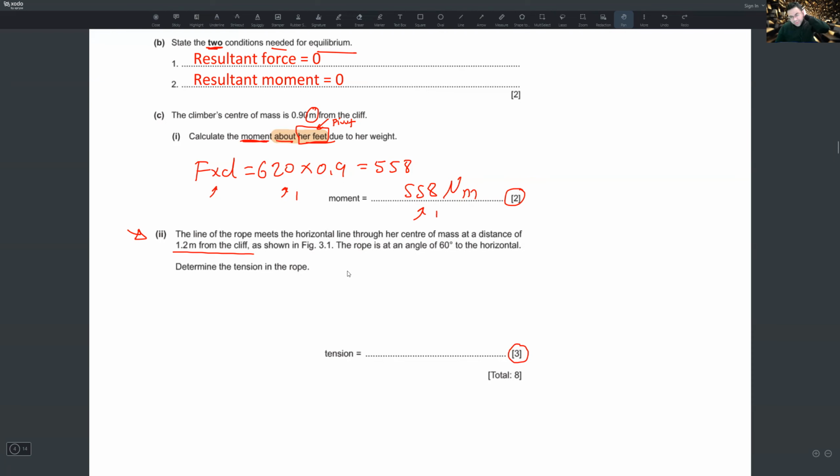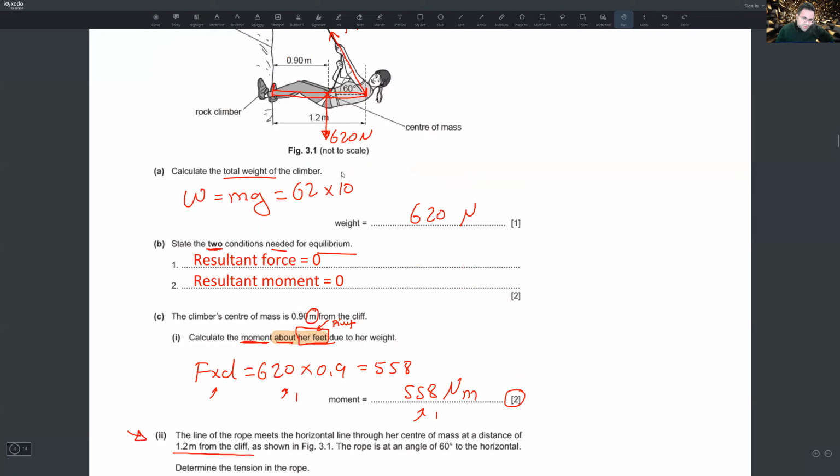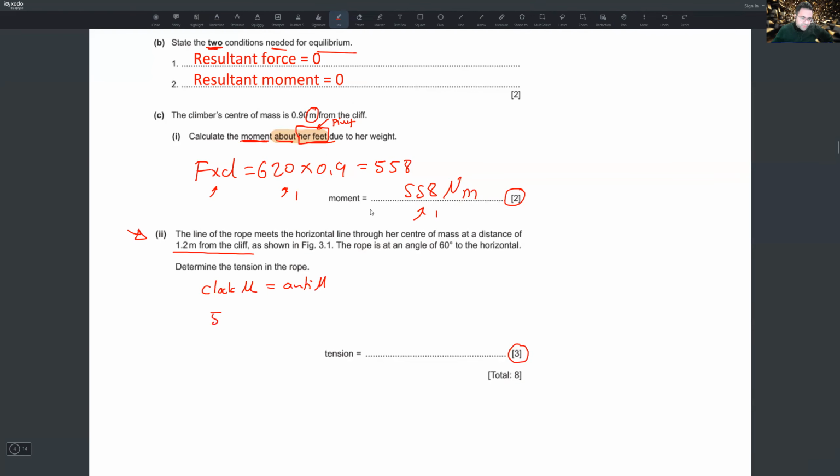Since she is in equilibrium, what can I say? That the clockwise moment equals the anti-clockwise moment. This is a natural progression for any moments questions. He'll usually ask you to get a moment of one force, and then I'll use equilibrium to find another force. What's clockwise? The moment of her weight. We just got it. Her weight is trying to rotate her clockwise. So we say 558 here equals. What's anti-clockwise? He wants to determine the tension in the rope. This is just another way of saying the force. So we say F, which is the tension, times. What's the distance?